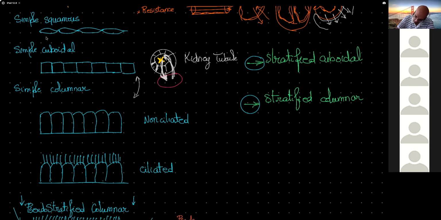Less logical. It's going to be a less logical location here for simple cuboidal. It's going to be the surface of the ovary, for example.